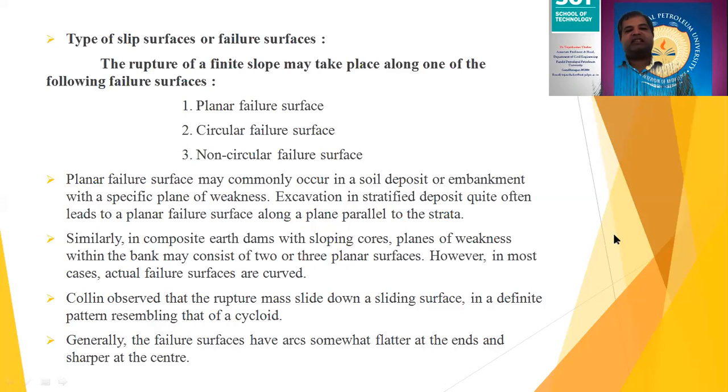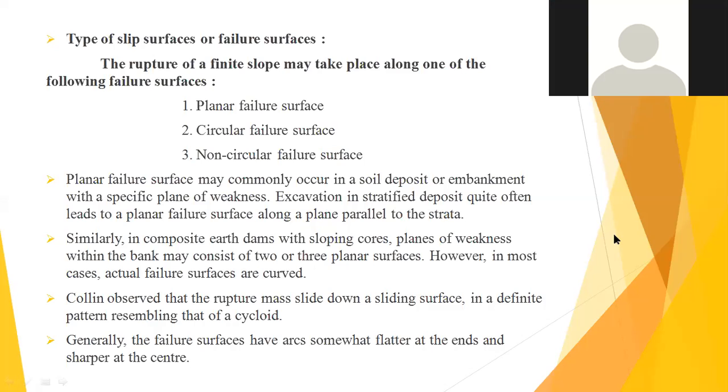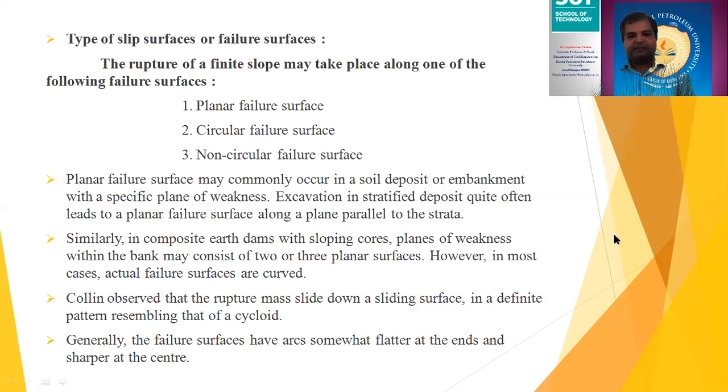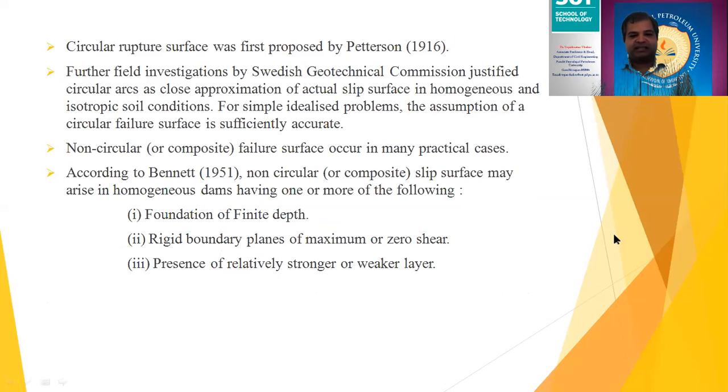Similarly, other is the circular failure. That is also we have seen. Mostly we are assuming that our slope will fail in an arc or in a circular surface. And third part, which is the non-circular surface, which is maybe a combination of planar as well as the circular surface together. So these are the three types of failure surfaces we have discussed.